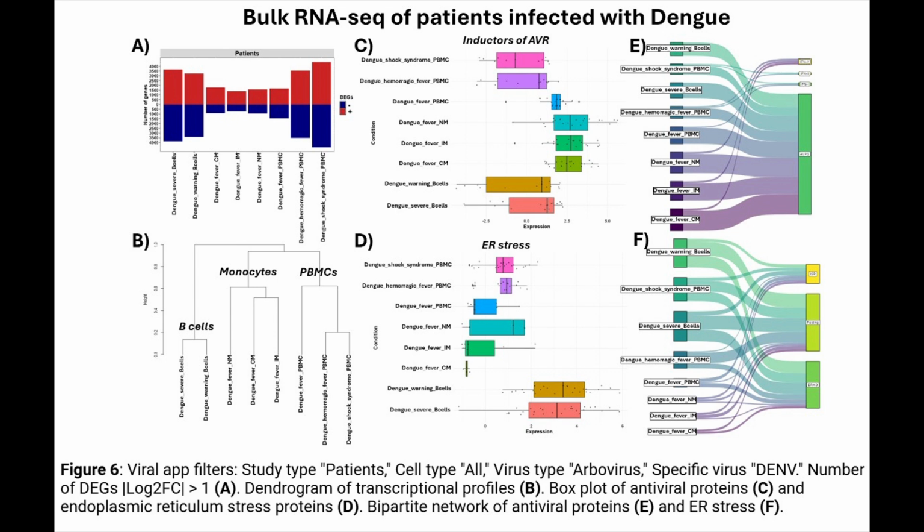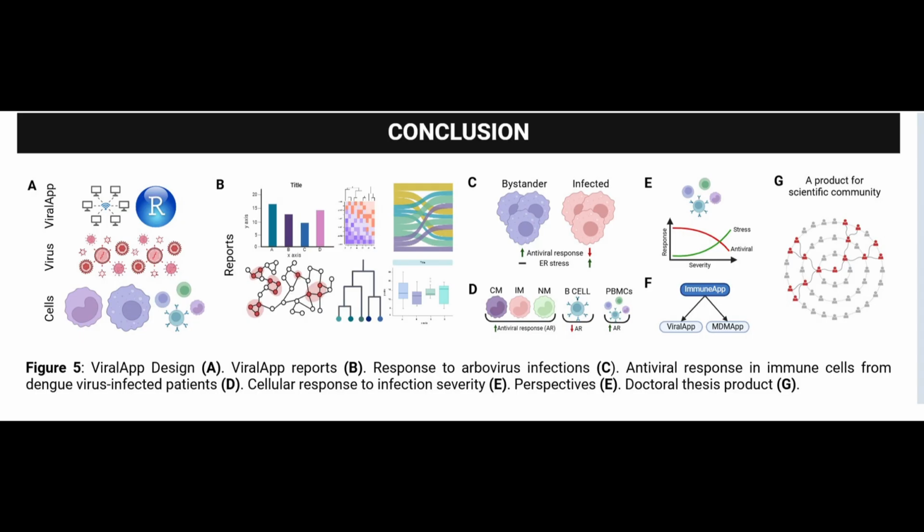Conversely, the stress signaling pathway is primarily induced in B cells and PBMCs from severe dengue cases. Finally, bipartite networks show the number of genes involved in these pathways. In conclusion, Viral App was designed to explore the transcriptional programs of virus-infected cells and to generate various reports.